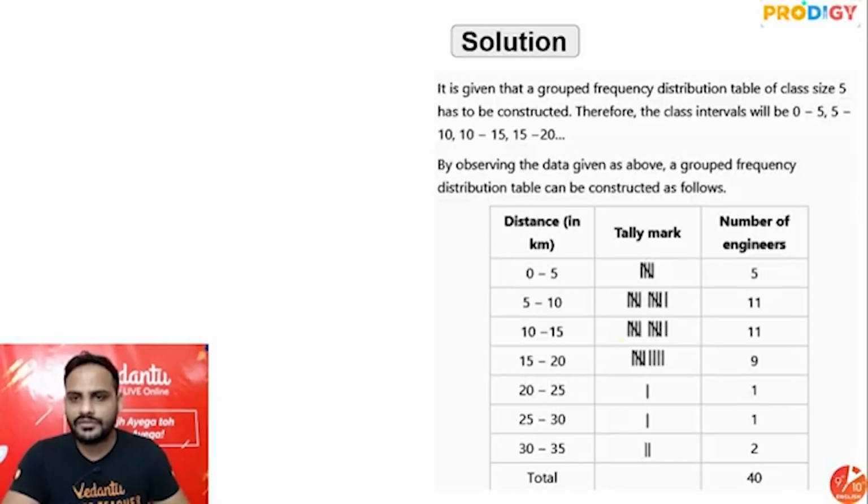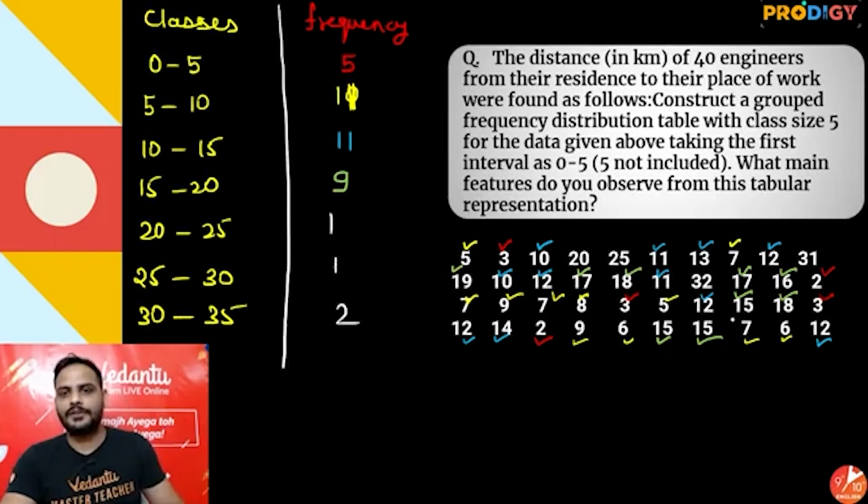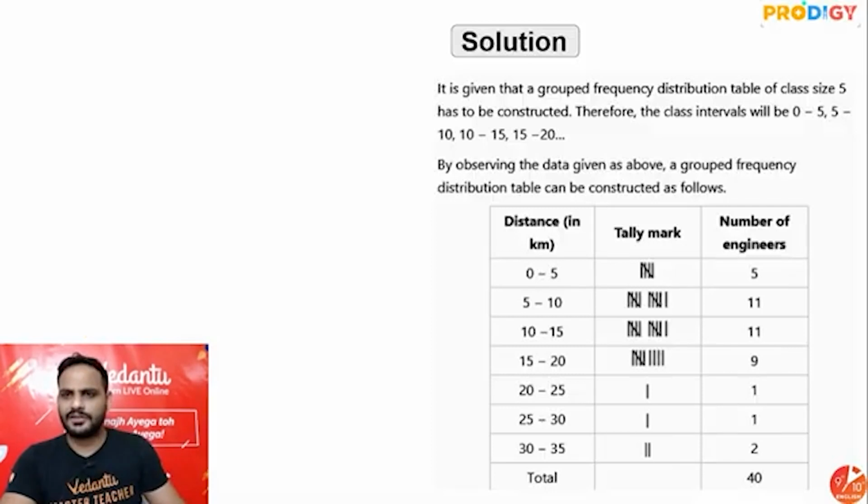So this way you will count. So 5, 11, 11, 9, right? And then it is very small, 1, 1, 2. Alright. So remaining will be easy. You can check 1, 1, 2. This is the frequency distribution table. If you want, you can write the tally marks as well. Okay? What main feature do you observe from this representation? So we can say that, sir, maximum engineers are living 5 to 15 kilometers away, right?